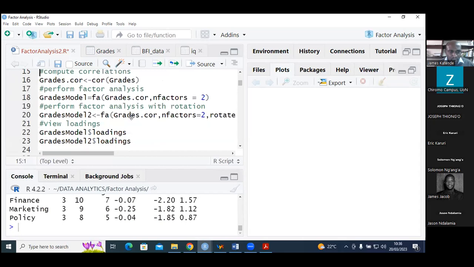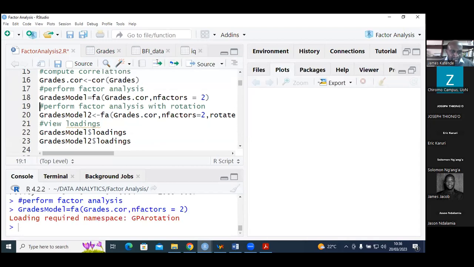Now, at the next line, we perform the factor analysis. This is a command that performs the factor analysis. This fa function is from the psych package. Once you run the model, this first one is without rotation. For this one, rotation does not make a big difference. So the second one does some rotation to improve interpretability.